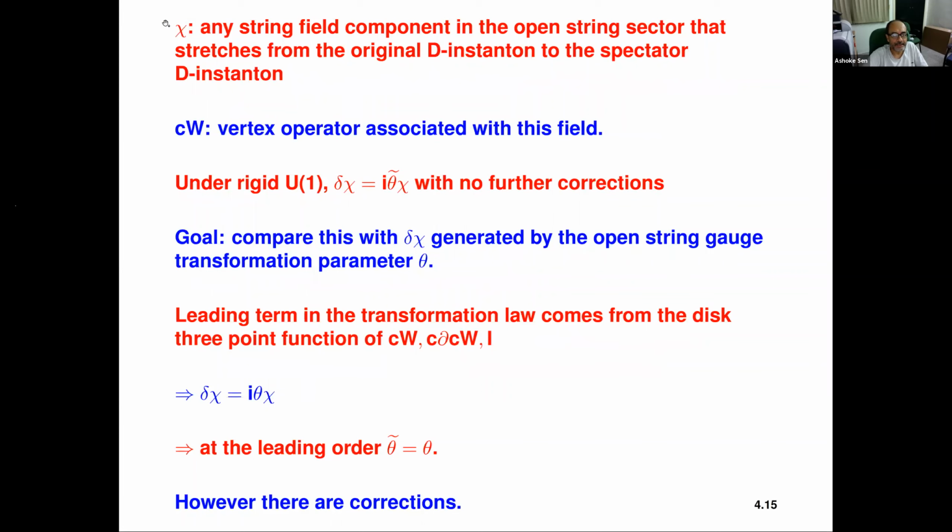Okay, so let's say chi is any string field component in the open string sector that stretches from the original D instanton to the spectator D instanton. It could be C del X, for example, or any string field component. So let's say C times W is the vertex operator associated with this field. There is an associated Chan-Paton factor, of course, which I have not written down yet, but we'll see this when we actually study the computation.